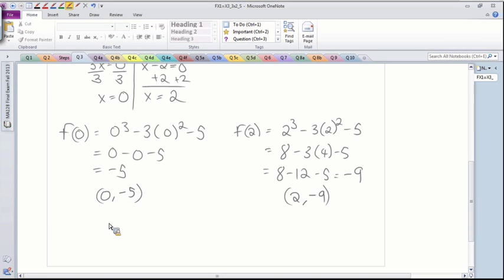So for f of 0, the equation of the tangent line is y equals -5, and for where x equals 2, the equation of the horizontal tangent line is y equals -9. So these are our two answers. Any questions?